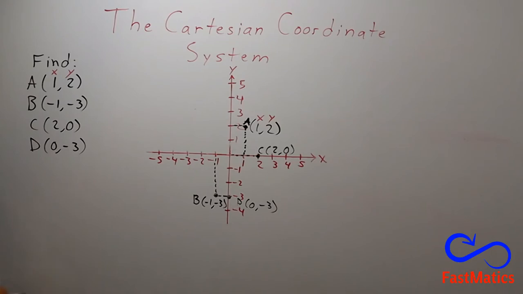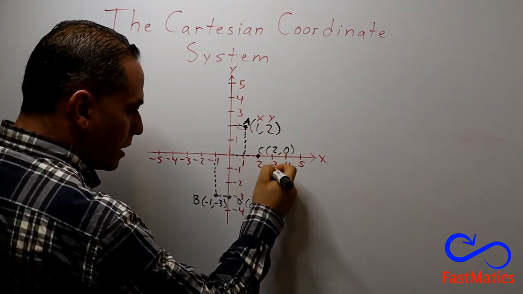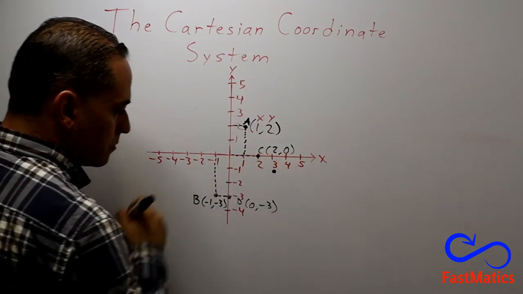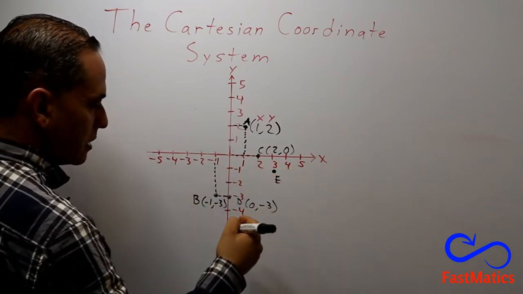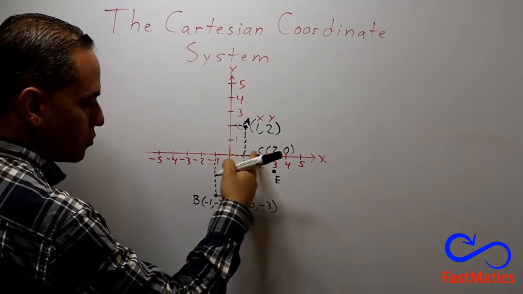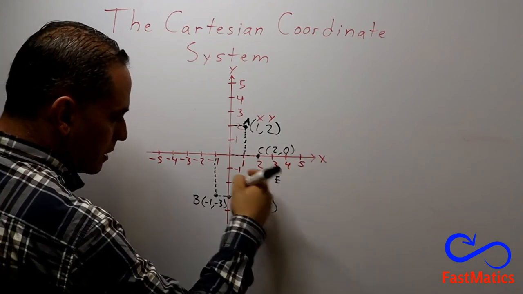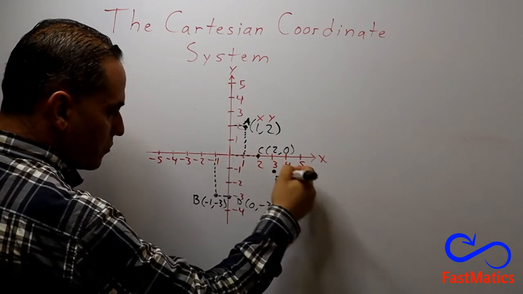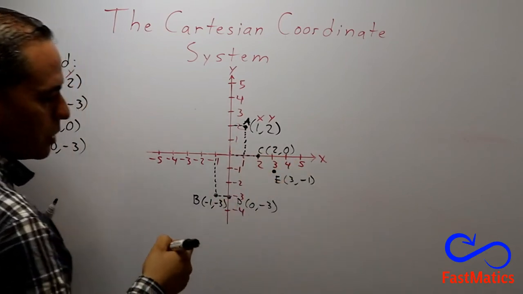Well, we have almost finished with the basics. What happens if you have one point, maybe 3, -1? You don't know what the coordinate is, but you're going to see how many units you must walk to the right and how many units you must walk to the bottom. And you write 3 to the right and 1 to the bottom.